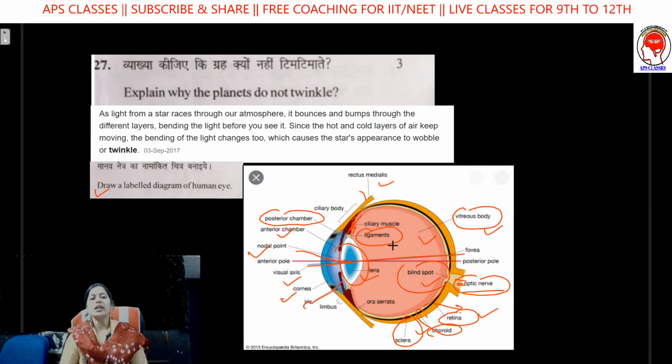So this is the one level diagram of the human eye, and each and every part has some specific functions that are present in the human eye.